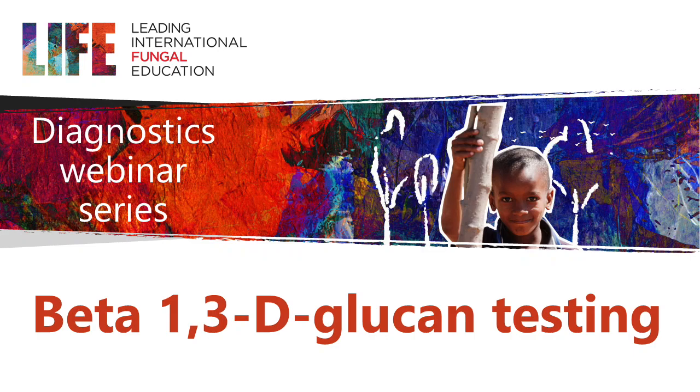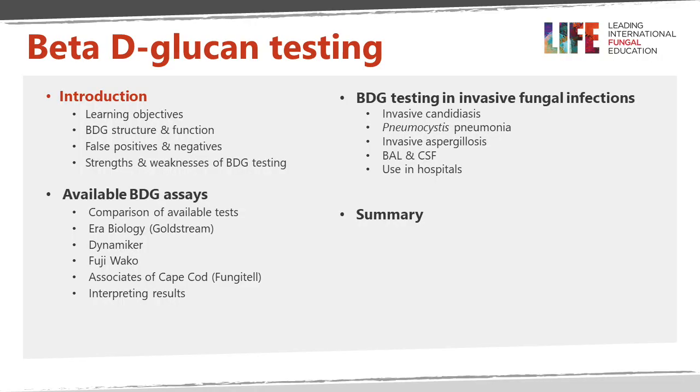Welcome to the webinar on Beta-D-glucan. This is a useful, relatively rapid test for the diagnosis of systemic fungal infections. And today I'm going to take you through various aspects of this testing system and the different commercial assays that are available and how to interpret the different tests.